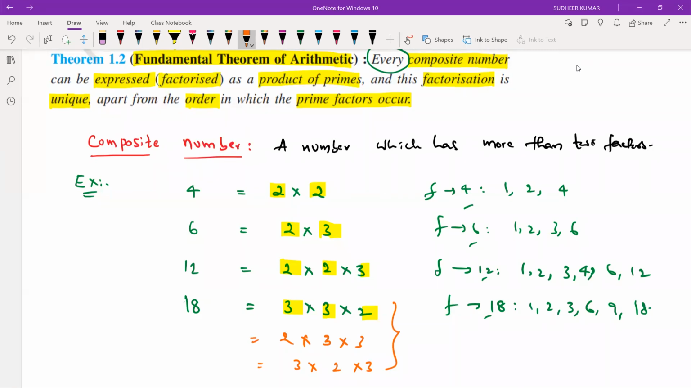But apart from the third condition, apart from the order in which the prime factors occur, the order is immaterial. We need not write 3 times 3 times 2 only. We can write 2 times 3 times 3. The order can be changed. That's the meaning of the third condition. But the prime numbers involved are unique. Now, let us take the next one.